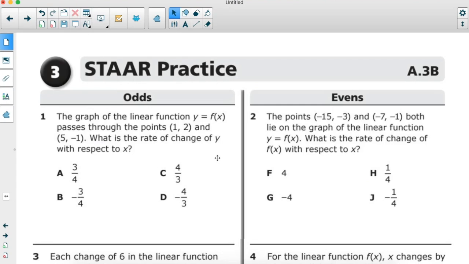So here I want to go ahead and go over number 1. It says the graph of the linear function y equals f of x passes through points (1, 2) and (5, -1). What is the rate of change of y with respect to x?